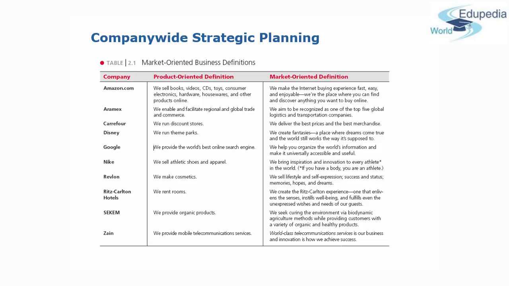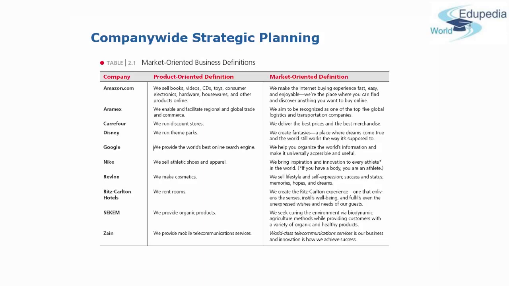What else is there? We have Amazon.com. The product oriented definition for Amazon.com is: we sell books, videos, CDs, toys, consumer electronics, hardware, software, housewares, and other products online. If you have your own company, for example the fishing company, you're going to say we sell fishing lines, nets, bait, boxes, hooks. You know what I'm trying to say? You just have to list down the major products that your company is selling. That is the product oriented definition.